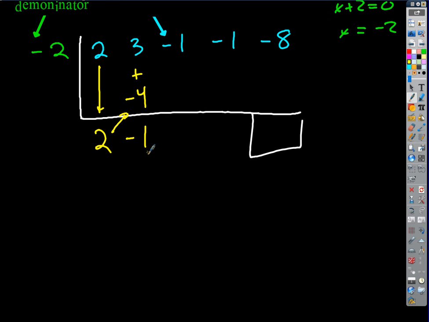Okay, I got a new number, so what do I do? Times by the negative 2. Negative 1 times negative 2 is 2. Remember, we were adding, plus. 0, 2 plus negative 1. Okay. Negative 3 times negative 2 is negative 6. Plus. And what do we get?